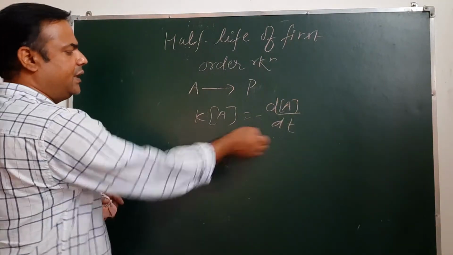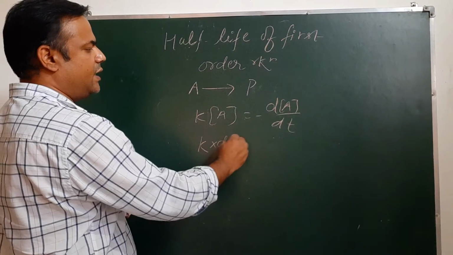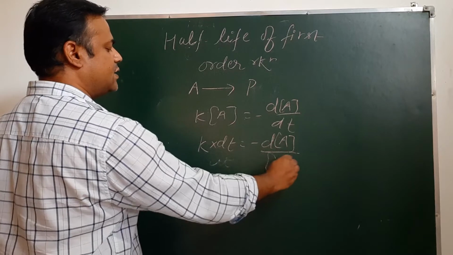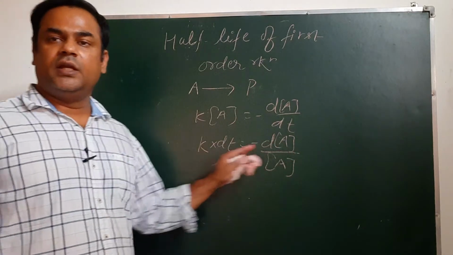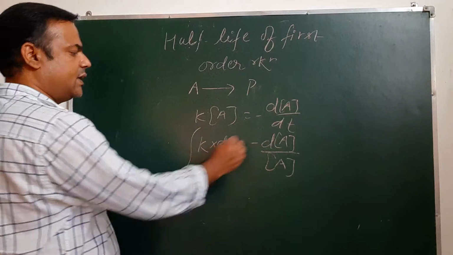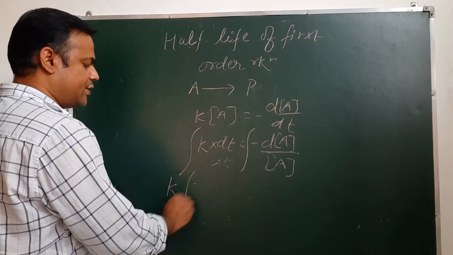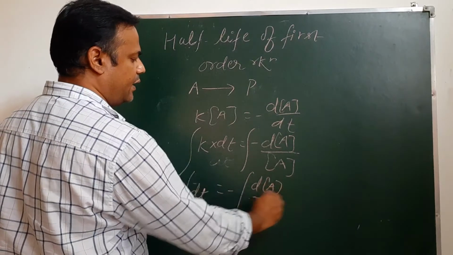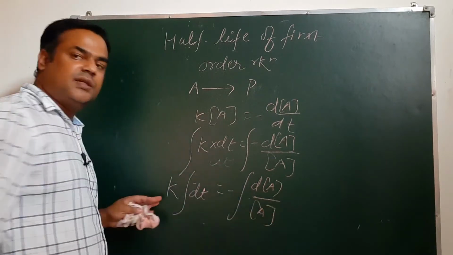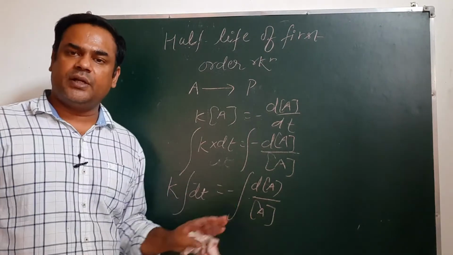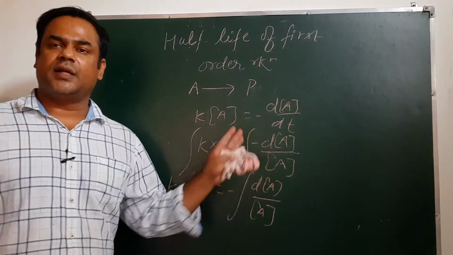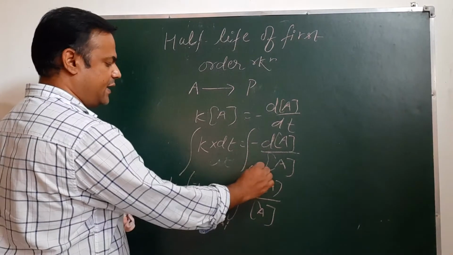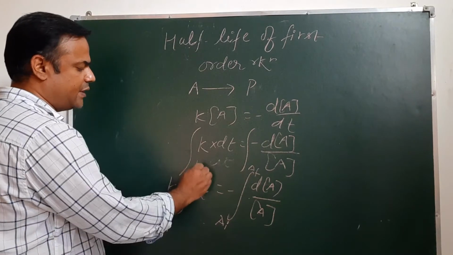Now if we bring this dt this side, we can write K dt equals to minus dA, change in concentration, divided by concentration of A. If we integrate both sides, we will get K integration of dt equals to minus integration dA by A. Now this reaction is carried out in a certain time interval and in a certain concentration range. So here we write the concentration limit, initial concentration to final concentration, and time T1 to T2.